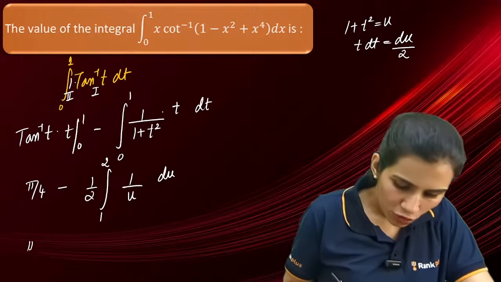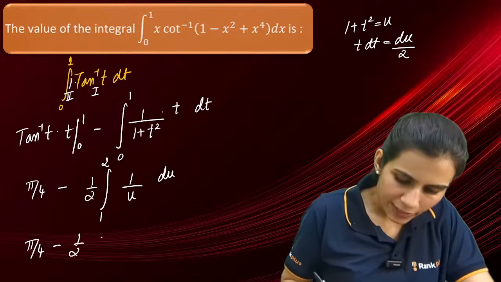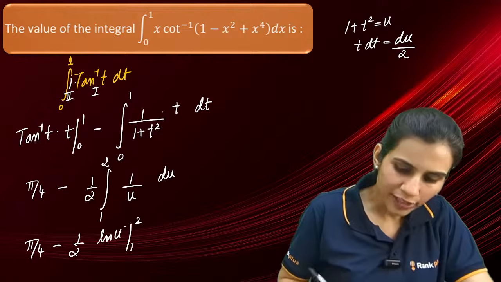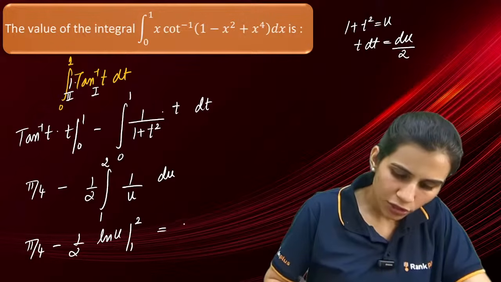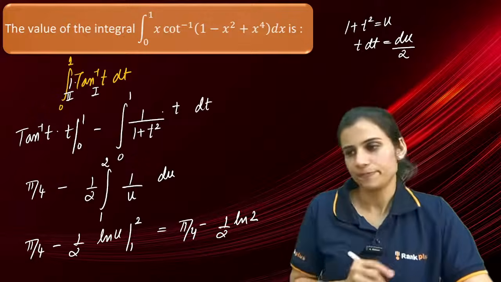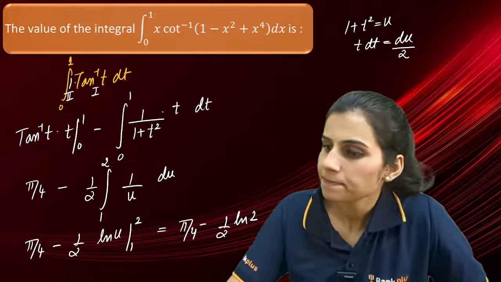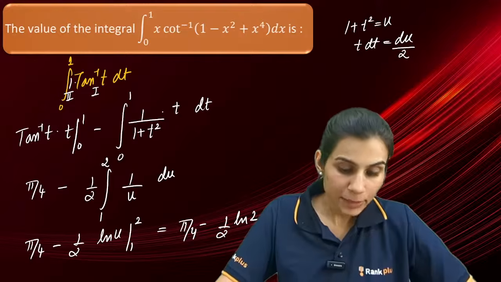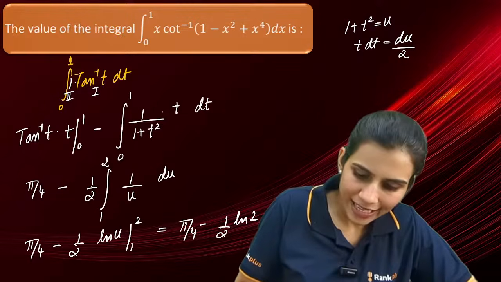Integration 1 by u is log u. So pi/4 minus 1 by 2 log u from 1 to 2. This will give me just log 2. So pi/4 minus 1 by 2 log 2. Please check this quickly. Pi/4 minus 1 by 2 log 2. Is that what you are getting as the answer?